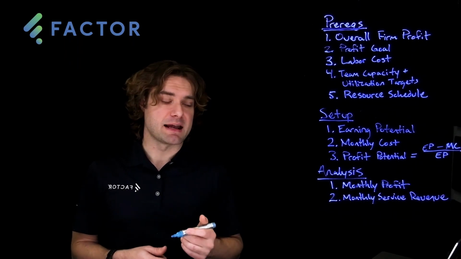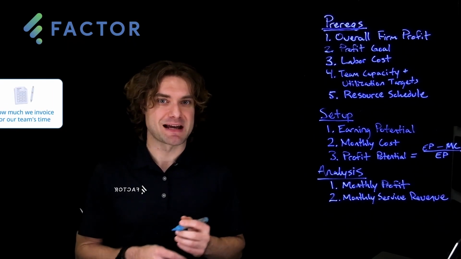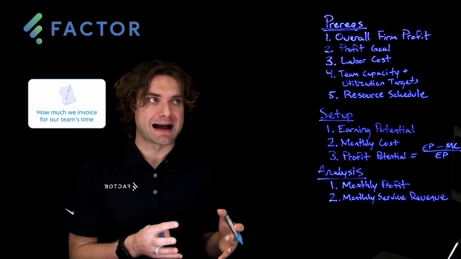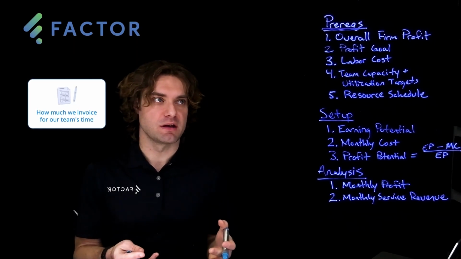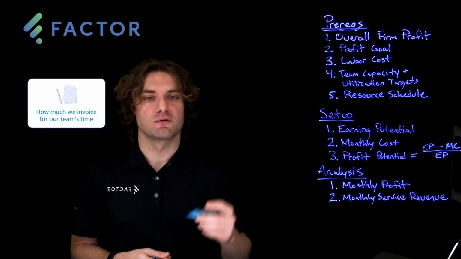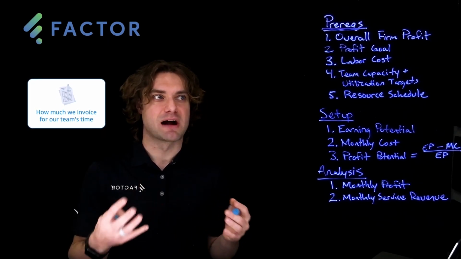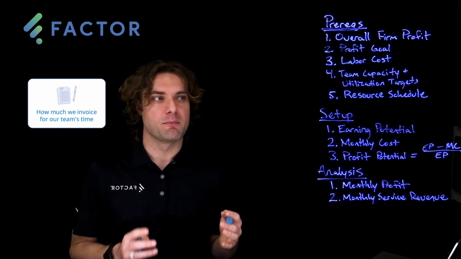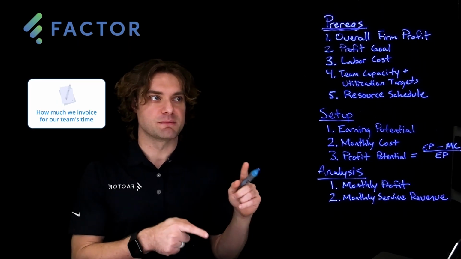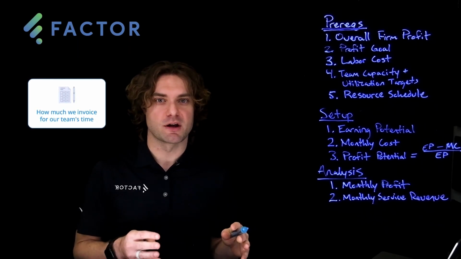The next thing we're going to look at is our monthly service revenue. This is how much we invoice for our team's time. It's helpful in a few different ways. We can compare it to our labor cost, which tells us just our profitability overall on labor. But it also can be compared to some other numbers here to understand what's going on in the firm.